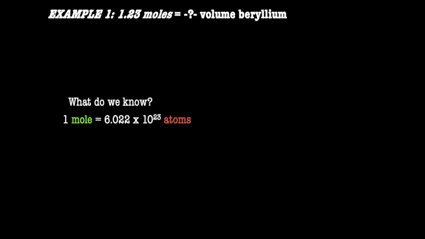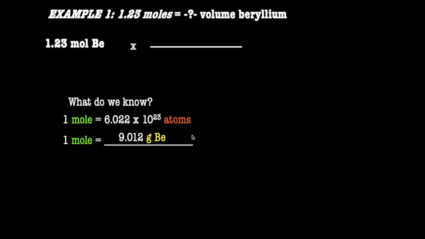So what do we know? We know that 1 mole is equal to 6.022 times 10 to the 23rd atoms. If we're using beryllium, we're going to use 1 mole is equal to the atomic mass in grams of beryllium. So if you look on your periodic table, that is going to be 9.012 grams. And then we also know that 1 mole is equal to 22.4 liters. So here we're going to volume, so we're going to need that liters one.